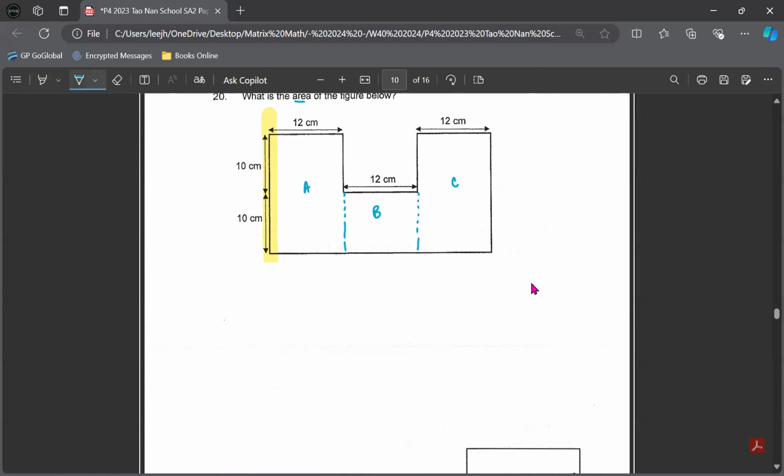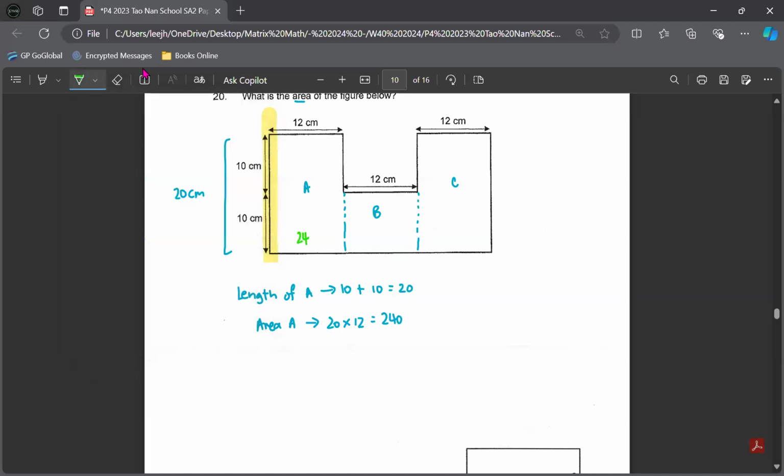I mean the length, the longer part. So length of A will be 10 plus 10, which is 20. So this is 20 cm. So you can actually find out what is area A. We already have the breadth. So we take length times breadth, which is 20 times 12. It is 240 square cm. So I just label inside here 240 square centimeter.